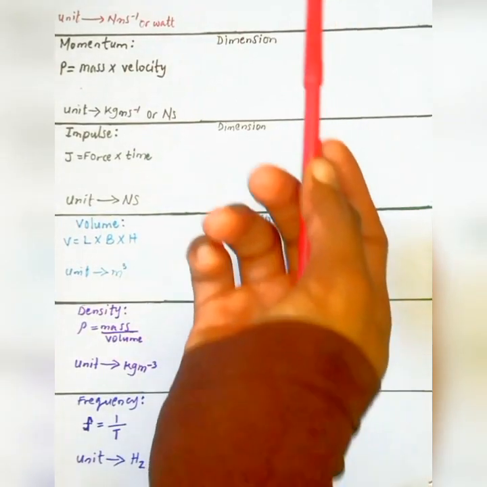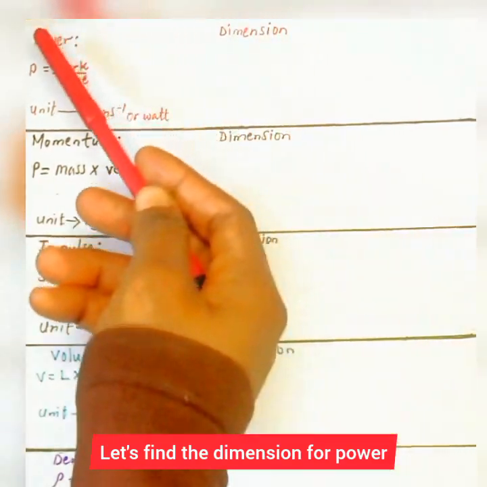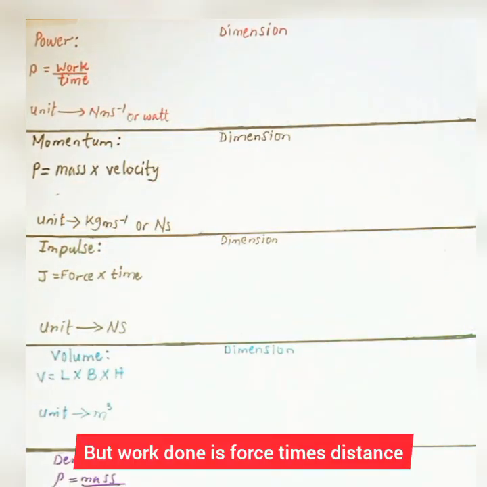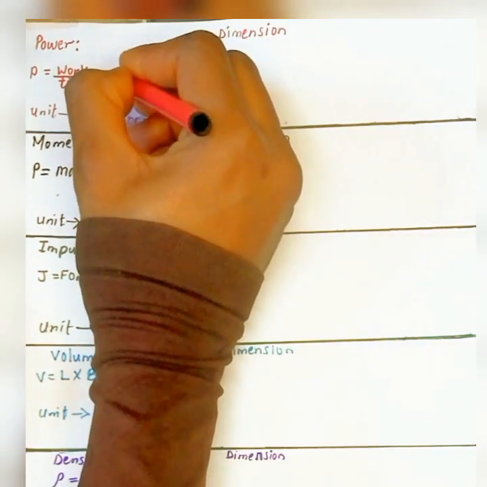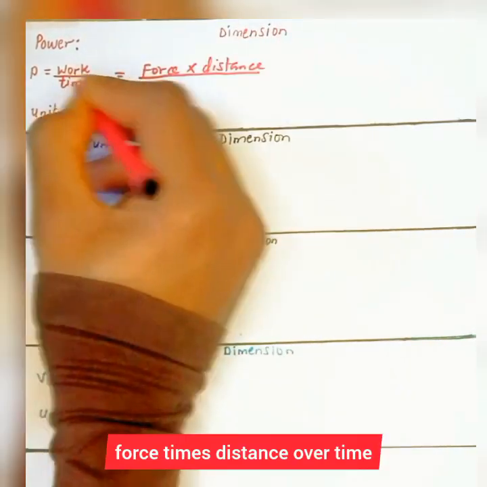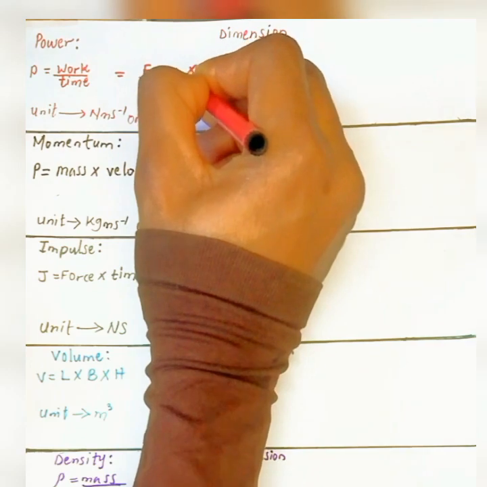Hello everyone. Let's find the dimension for power. Power is equal to work over time, but work done is force times distance. So power can also be force times distance over time.